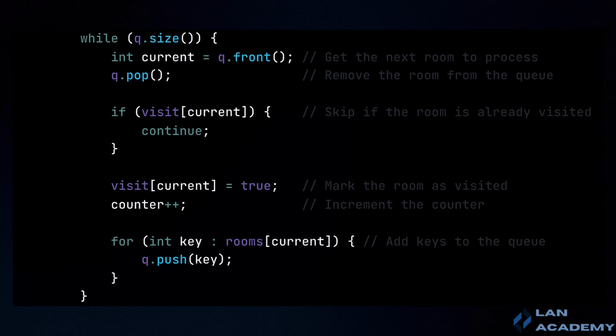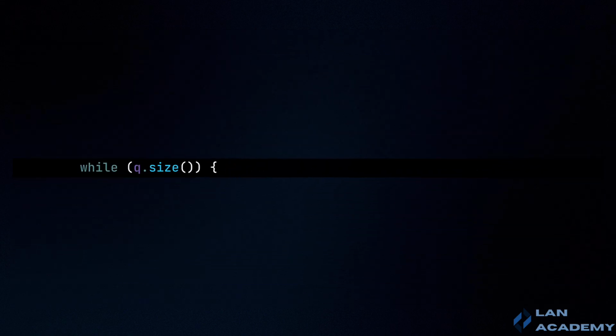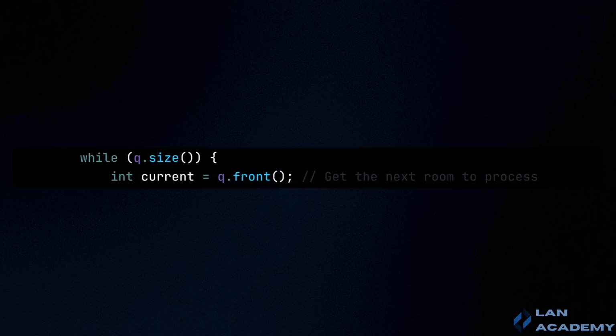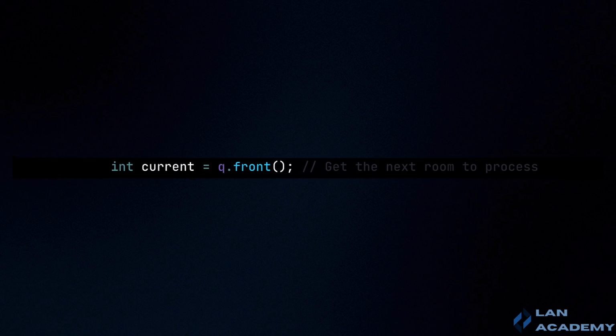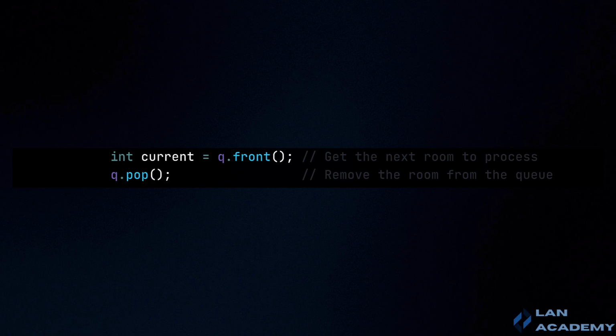We begin traversing the queue while it isn't empty. The queue operates on the first in, first out principle, or FIFO, meaning the first element added is also the first element to be removed. This is ideal for our BFS traversal as it ensures that we explore all rooms level by level. Inside the loop, we retrieve the first element from the queue representing the current room. We then remove this element from the queue.